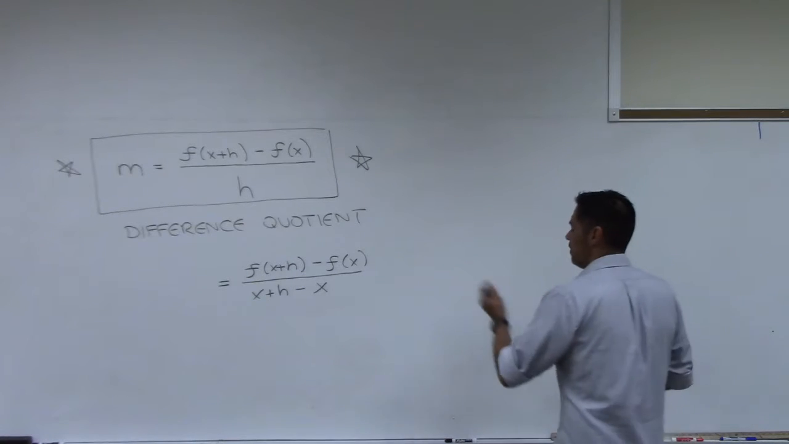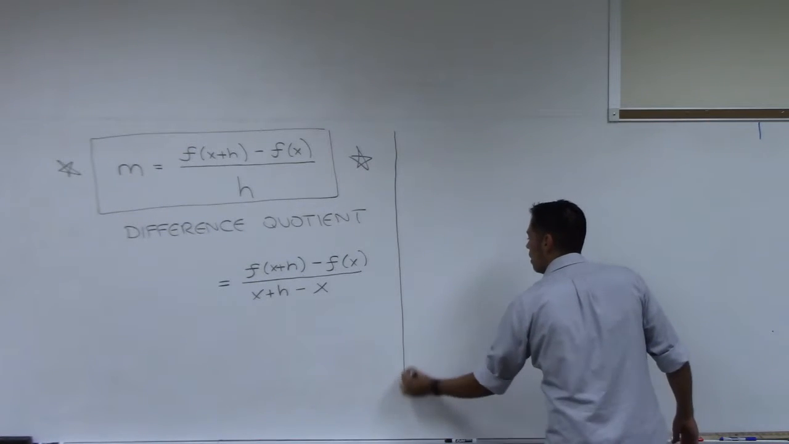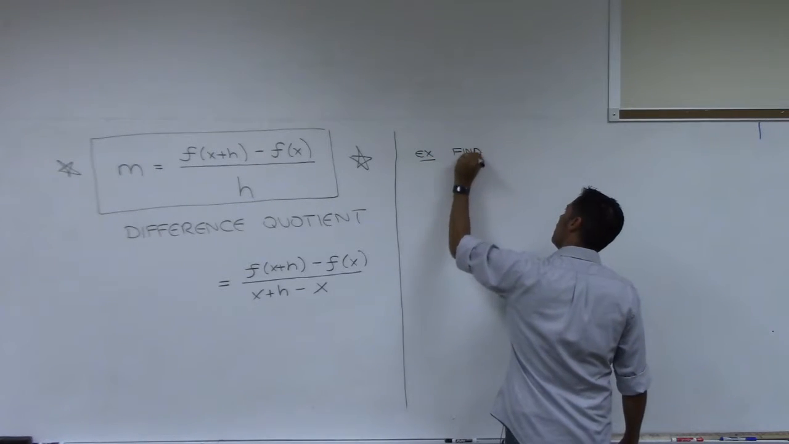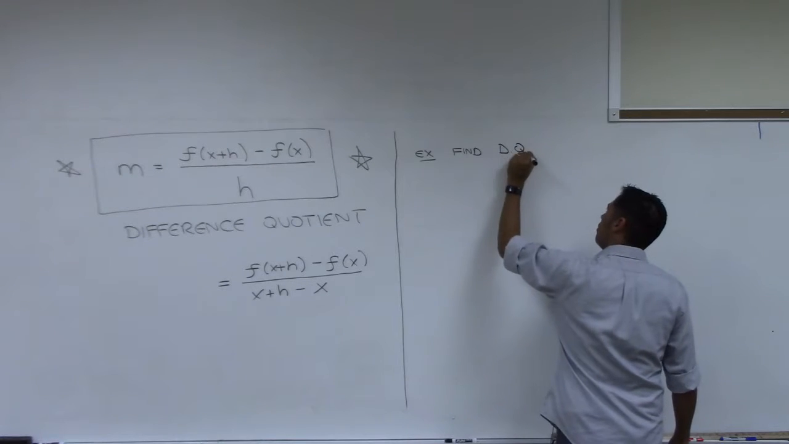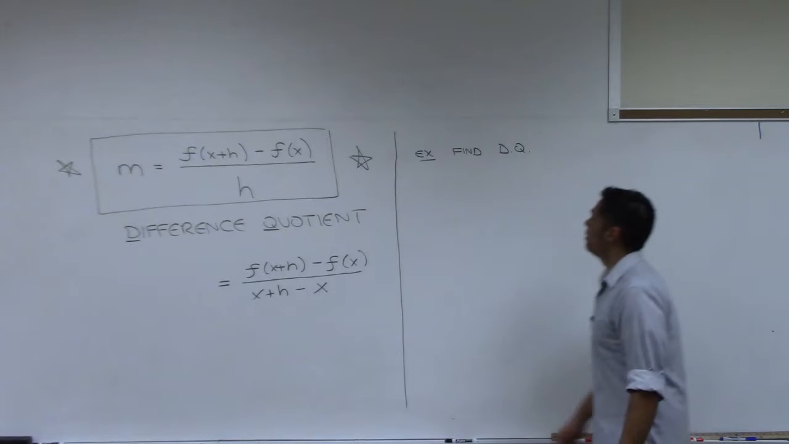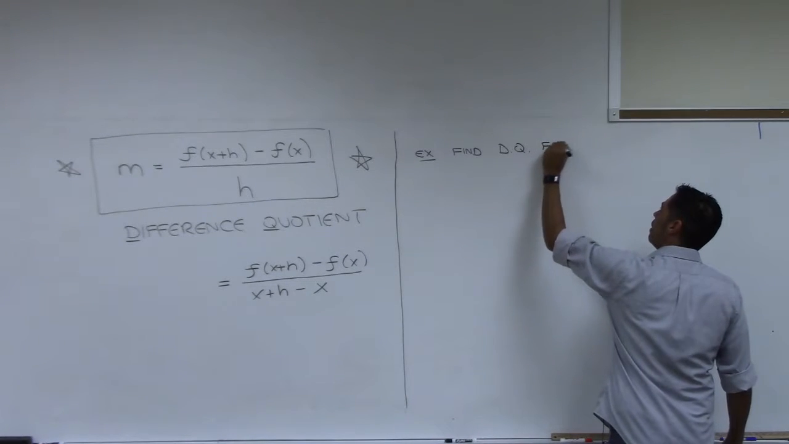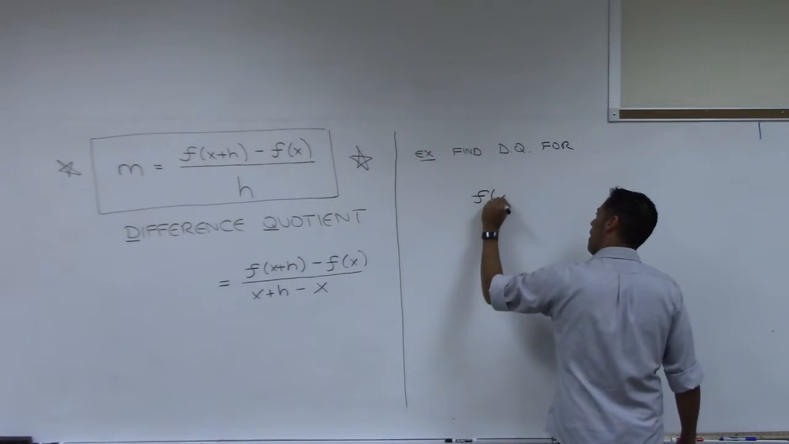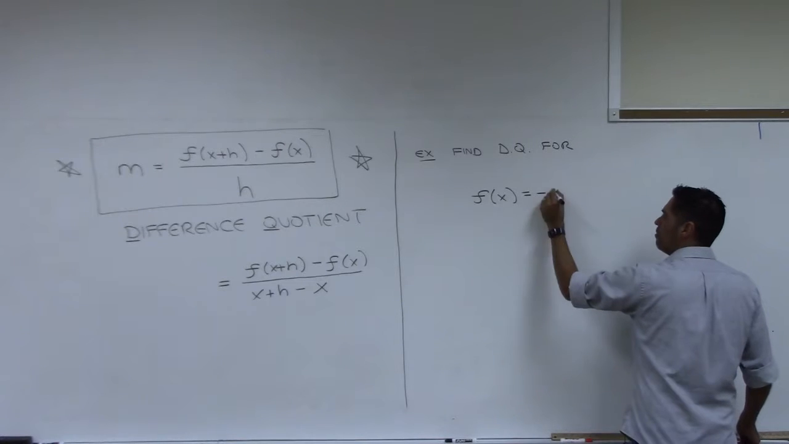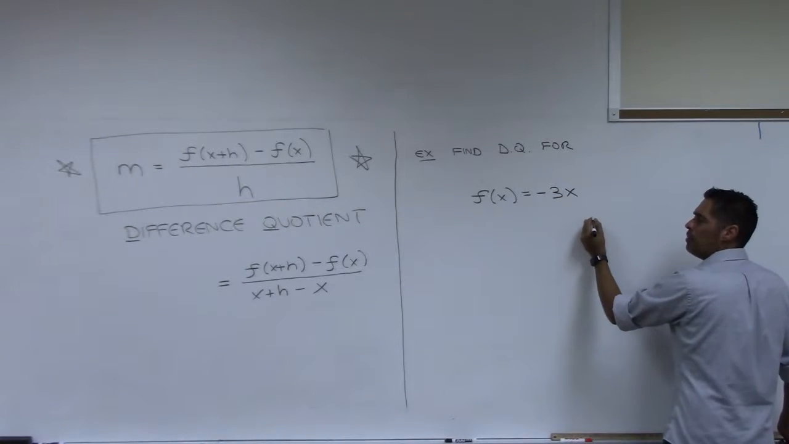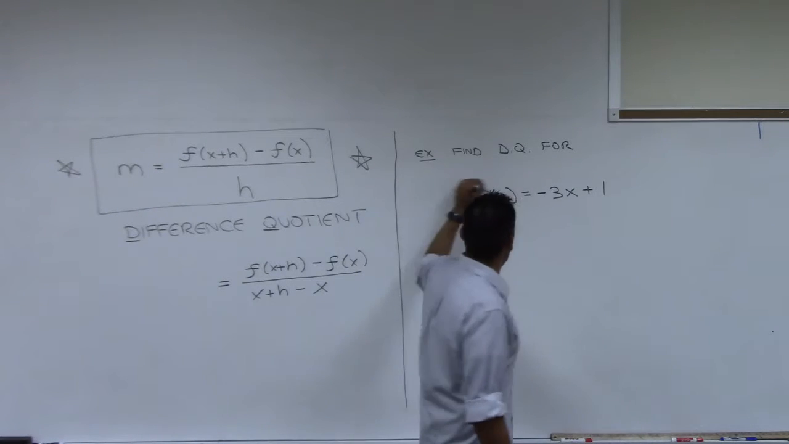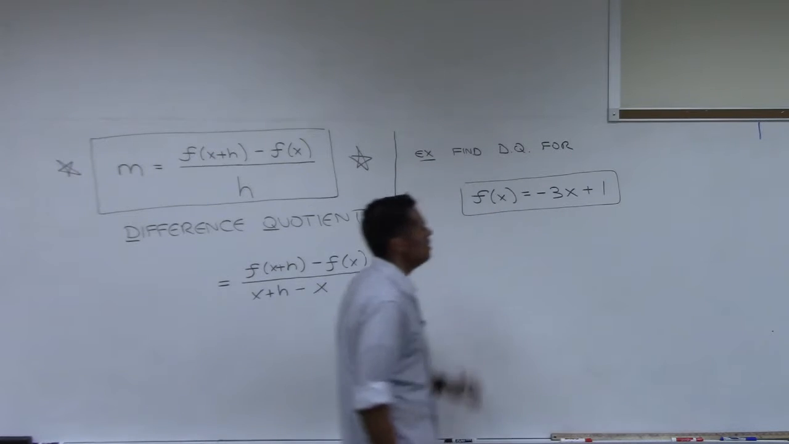All right, here we go. Difference quotient time. Example. Find, I'm going to call it dq, not Dairy Queen, okay, difference quotient. Find the difference quotient for the function f of x equals, what was that first one we did, negative 3x plus 1. That was that first function I gave you, right? I would like for us to find the difference quotient for that function.